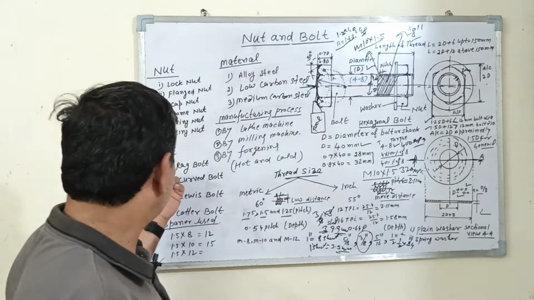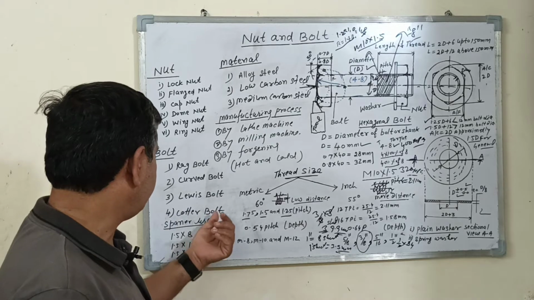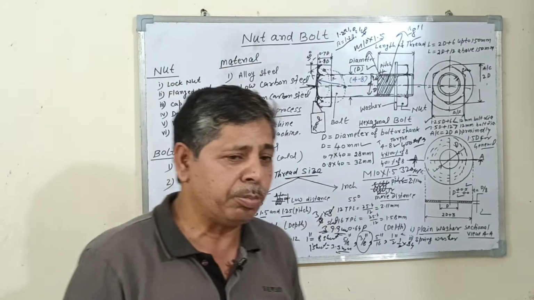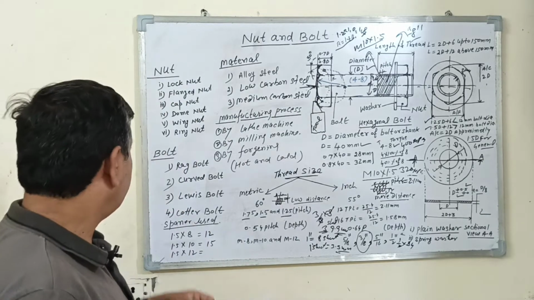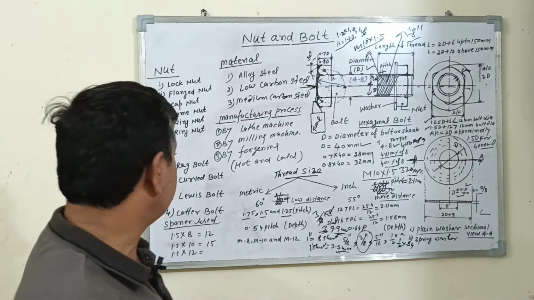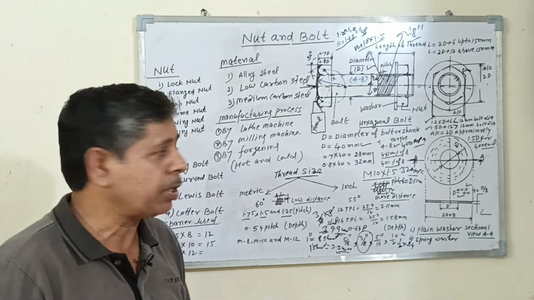So here this is the bolt: the rag bolt, curve bolt, lewis bolt or quarter bolt. These are special types of bolts. These types of bolts are called foundation bolts. The foundation bolts are also made of alloy steel, low carbon steel, medium carbon steel.